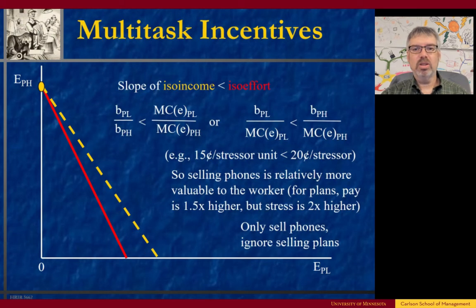Right, we could reduce this to marginal cost versus marginal benefit, or we could think about it in terms of the rewards per unit of stress or per unit of effort. We can again see that the rewards, factoring in effort costs, are greater for phones than for plans, even though on paper it looked like plans provided more rewards because that incentive was higher. But we need to factor in the effort cost as well.